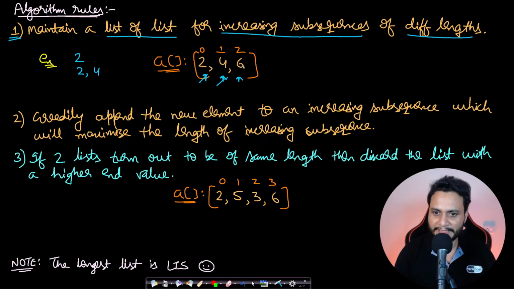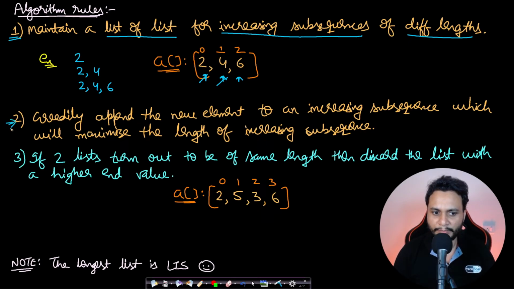And similarly, when you see 6, is it a good option to make 6 entirely a new list? Or is it feasible to append 6 after 2? Or is it feasible to append 6 after 4? If you think about it again, appending 6 after 4 is the best option because that is increasing the length of the subsequence. So we are making our choices greedily, right? If we append 6 after 4, then that will be made as a new list altogether because the length is different. So this is the meaning of the first point.